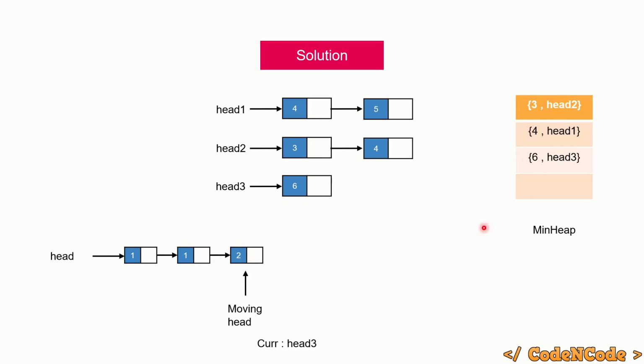Now the question is, how does this become empty? Well, it's simple. Since we are incrementing head pointers towards the right, at some point they will reach a node whose next is actually null, right? And that is the point where that head won't be inserted back, and that means we will have one less element in my priority queue. And the same way, the priority queue will become empty at a certain point.